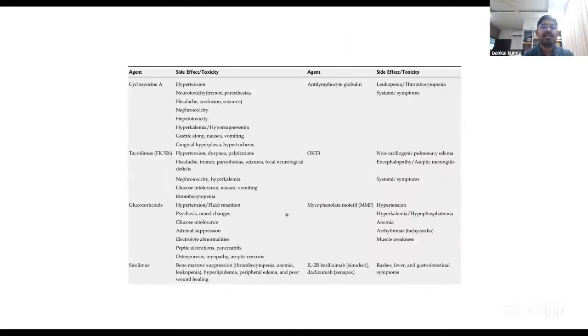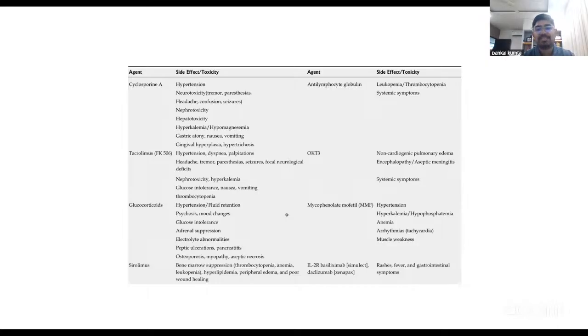So looking at the side effects, we did talk about nephrotoxicity as your primary challenge with cyclosporin and tacrolimus. But again, with nephrotoxicity, you will have hepatotoxicity, hypertension, risk of PRES. These are the common problems that you will see with tacrolimus. Glucocorticoids, we know most of the side effects. Sirolimus, generally it is bone marrow suppression, hyperlipidemia, and poor wound healing. So with sirolimus, the main challenges come with poor wound healing and hyperlipidemia, which can be managed. But if there's bone marrow suppression, we need to be cautious.